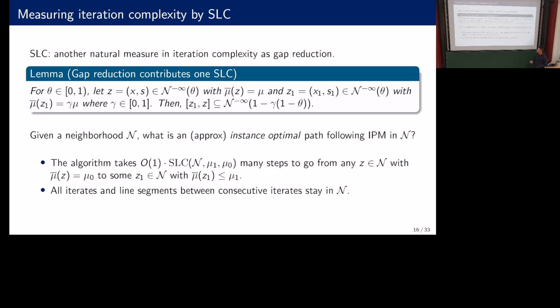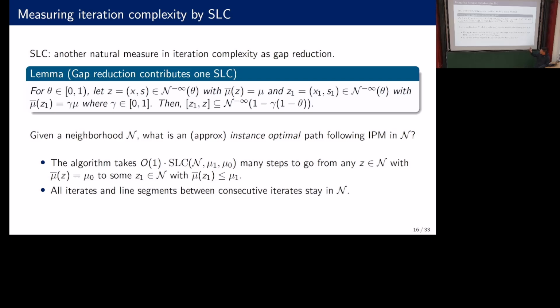And why is this straight line complexity a natural measure of iteration complexity of IPM, other than the gap reduction, which is standardly used in the short step algorithms? This is due to the following lemma: if you have 2 points in the wide neighborhood and you reduce the duality gap by a factor of gamma, then if you just connect these two iterates by a straight line, the straight line is guaranteed to stay in a wide neighborhood that depends on gamma.